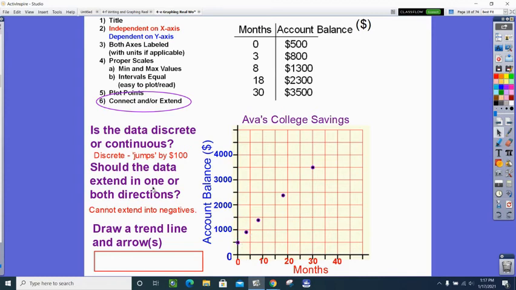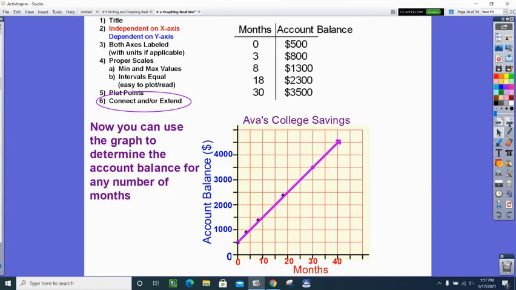Now, should we be putting arrows on here? Ava's money is going to keep going up and up, so we should definitely have an arrow pointing up. But should we have an arrow down here pointing in this direction? The answer should be no, because we're not going to talk about negative months or negative dollars. So it actually won't be a line, it's a ray. A ray has an endpoint and an arrow on the other side. And we will draw the line in to catch all those extra months that we didn't put dots on.